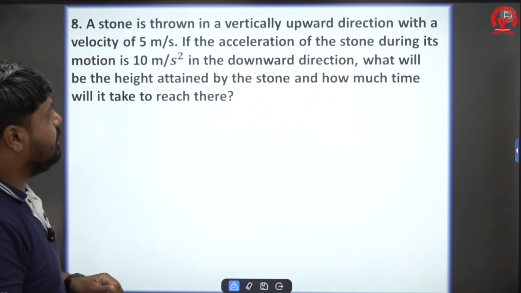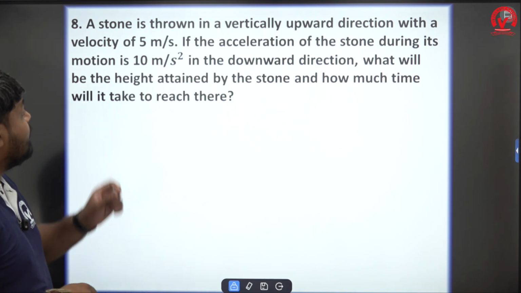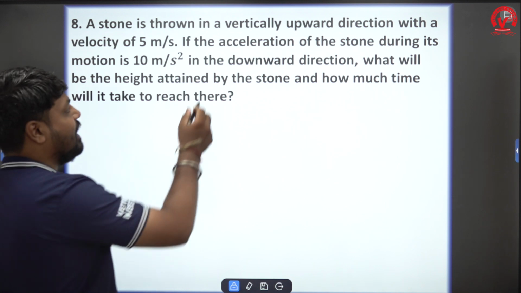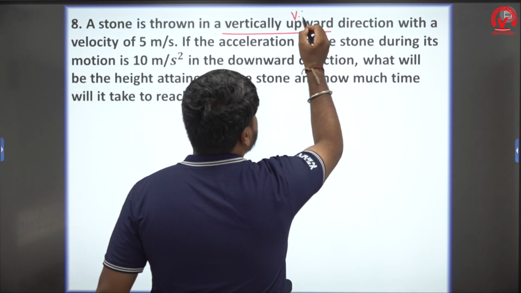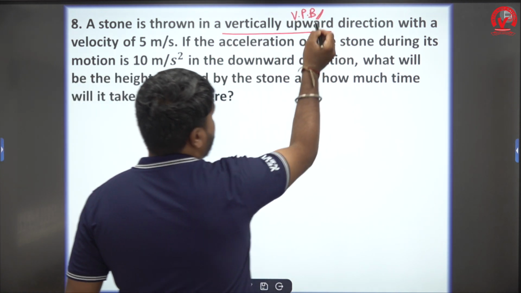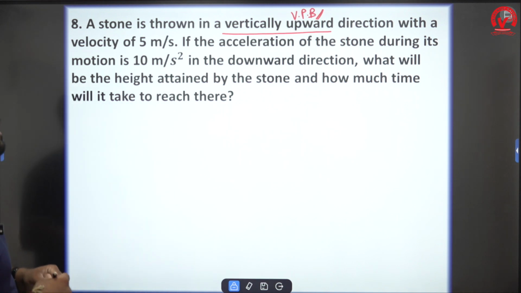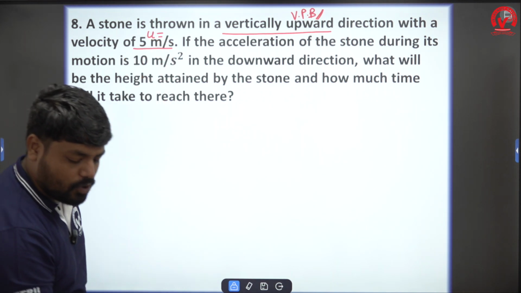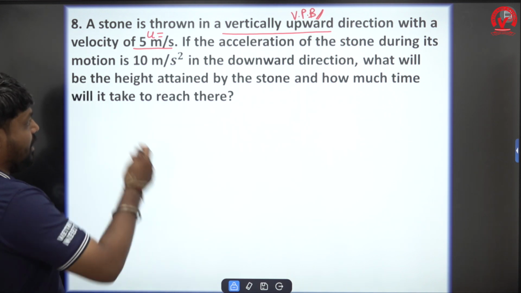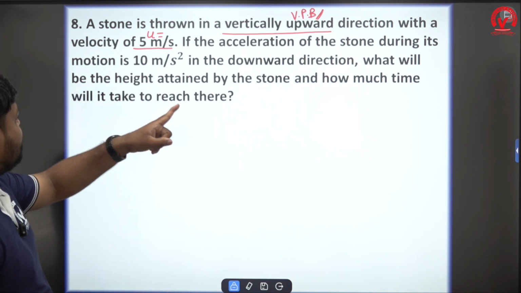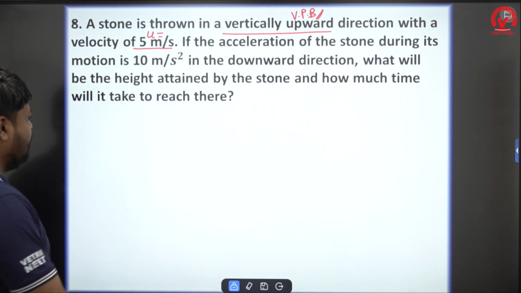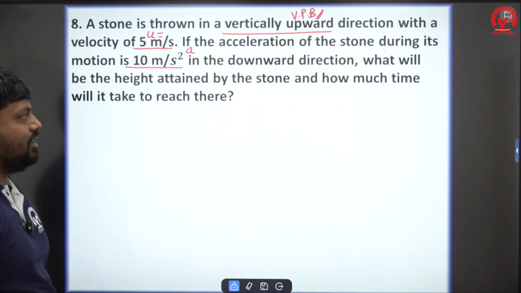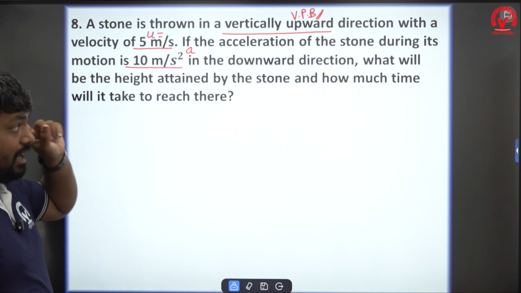Okay. See this question, a wonderful question. A stone is thrown vertically upward. So what type of question is it? Vertically upward means a vertically projected body. A body is projected with a velocity of 5 meter per second. The acceleration of the stone during the motion is given as 10 meter per second square in the downward direction. So keep this in mind.